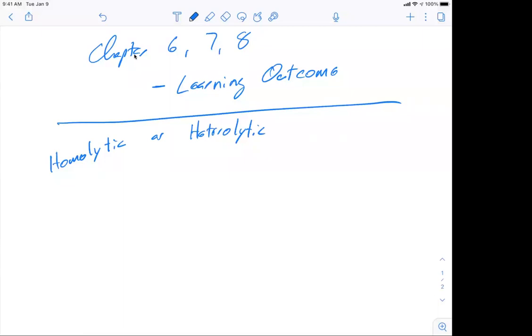So remember, we started with just a simple what is homolytic and heterolytic. So let's take a look at a couple of examples, and just label these once you've figured them out.